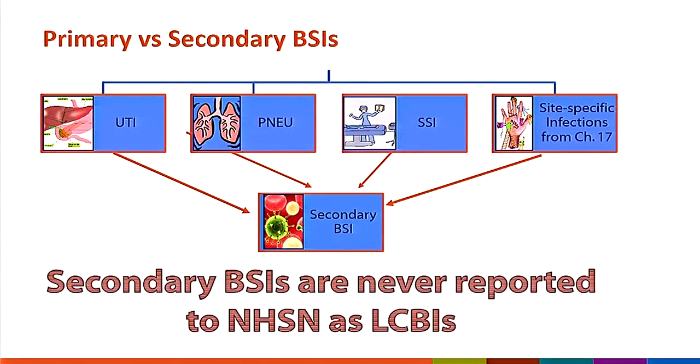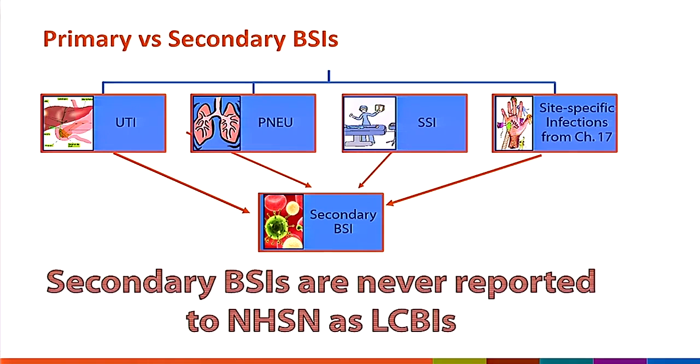Secondary BSIs are never reported to NHSN as LCBIs. They can be reported and should be reported if you're reporting the primary site of infection. So for instance, if you have a urinary tract infection with a secondary BSI that you're reporting to NHSN, you would include information about the secondary BSI.